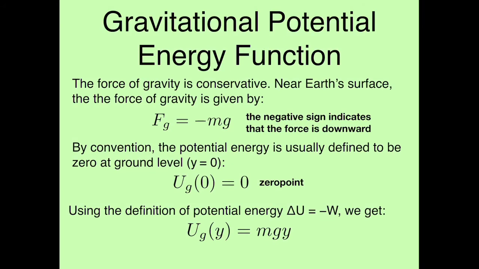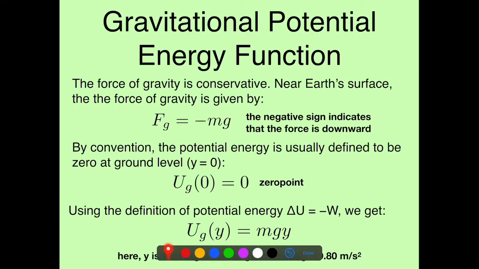Okay, so using the definition, again, delta U is equal to minus W, we were able to work out the potential energy function, which is mgy. So in this case, m is the mass, y is going to represent the height of the object off of the ground, and g is the acceleration due to gravity, which is 9.8 meters per second squared. So notice, just like we said at the outset, the potential energy depends on position. It depends on y. So you plug in a value of y, and what you get is the potential energy out of that. That's how you interpret this.